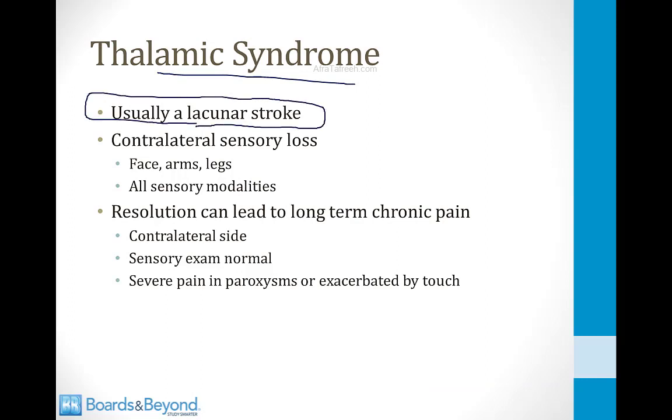In the stroke module, I talk about the subtypes of lacunar stroke, and one of them is a pure sensory syndrome from thalamus destruction. Patients who get destruction of their thalamus have contralateral sensory loss, so they lose sensory to the face, arms, and legs in all modalities. And pretty much the only place in the body that's going to do this, where all the sensations from all those locations come together, is the thalamus.